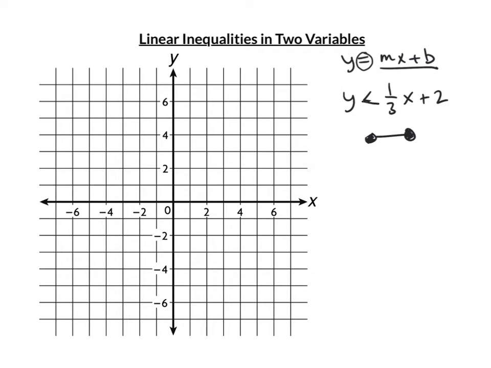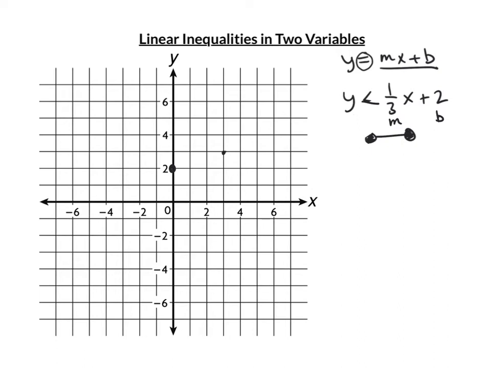Y is less than 1/3 x plus 2. My slope is a third. My y-intercept is 2. So I'm going to go to 2 and put a point, because that's the y-intercept. And I'm going to go up 1 and over 3.